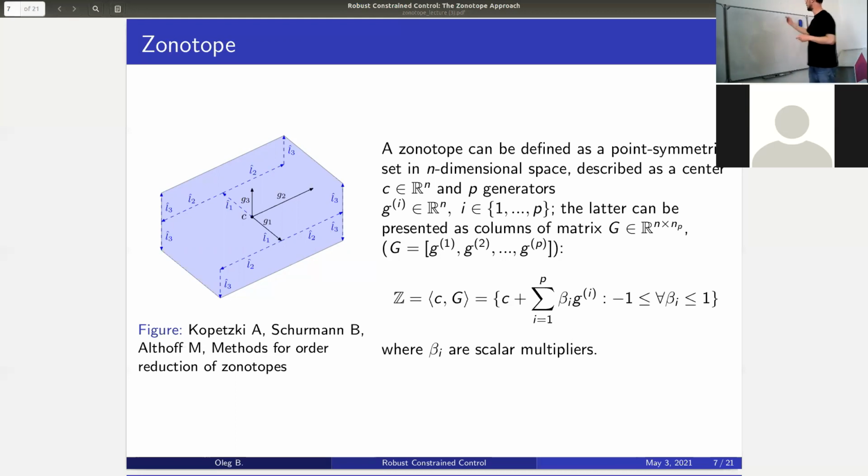For example, our state is, we speak about a pendulum, and we know that our angle is between 1 and 1.2, and our velocity between 2.1 and 2.3.